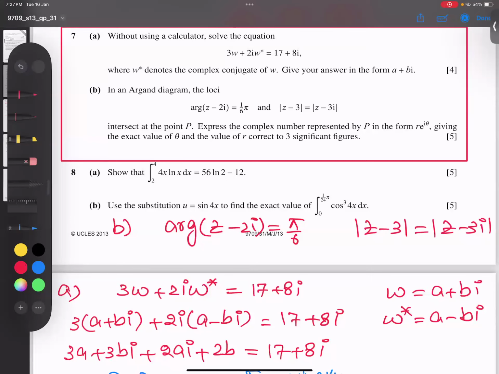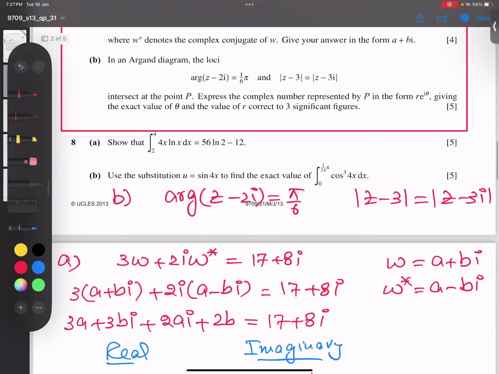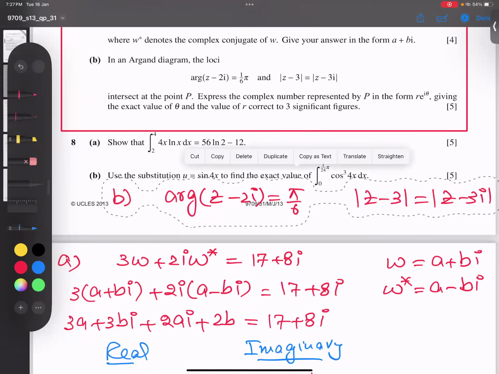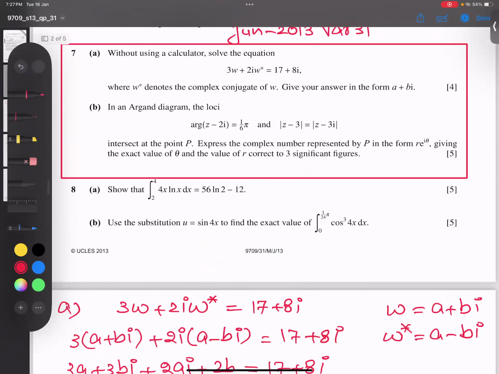So what is the situation we have, students? Let me explain first. He said that these two loci intersect at P. It means I will sketch both diagrams where they intersect at P. After that, he's asking to express the complex number representing P in this format, which is called polar form or exponential form, giving the exact θ and r to 3 s.f.